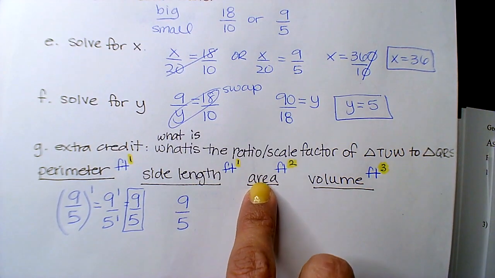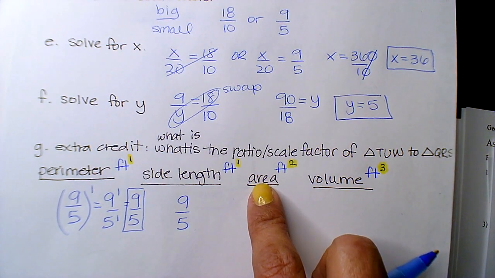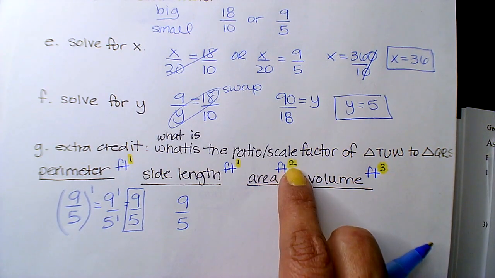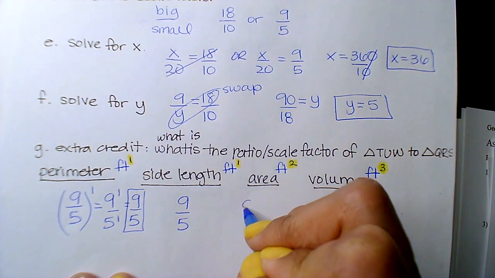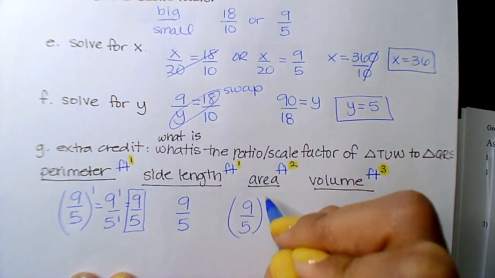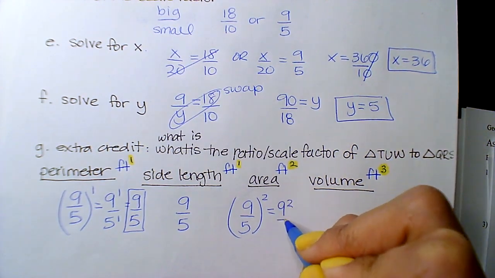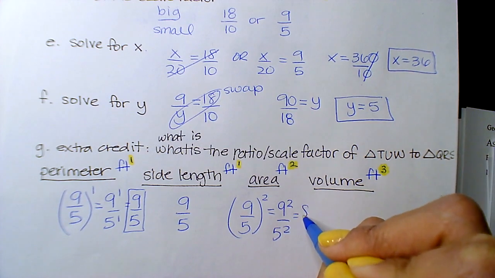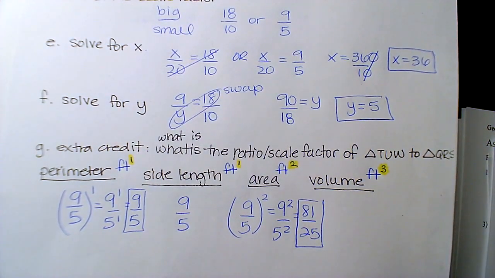But once you get to area and volume, that scale factor gets altered. This is feet squared, feet cubed. So that 9/5 is now squared. So it is 9 squared over 5 squared, and so it's 81/25. And that's now the scale factor.